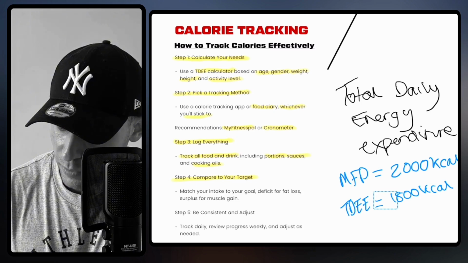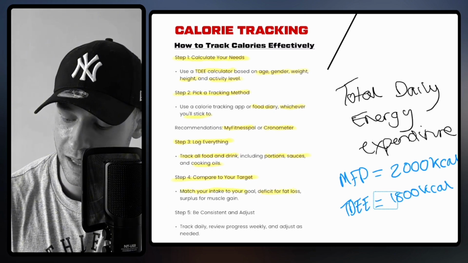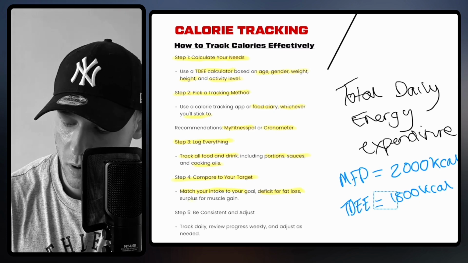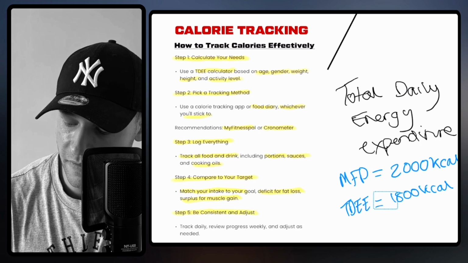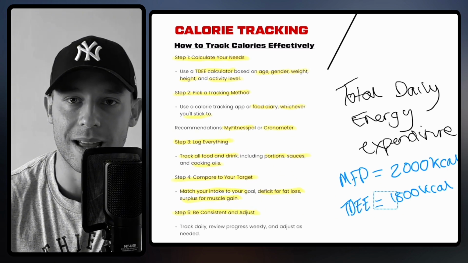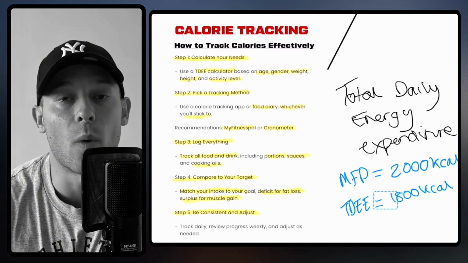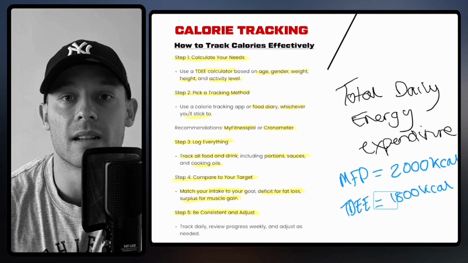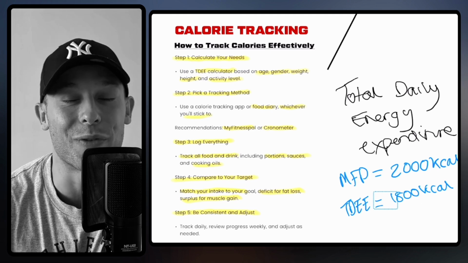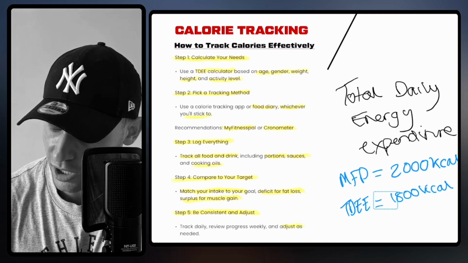But essentially what we want to do is match your intake to your goal, whether that's a deficit for fat loss or a surplus for muscle gain. And then finally, step number 5, you gotta be consistent, man. We gotta adjust on a weekly basis when you do review your progress. So that does include your scale weight. It does include taking photos of your physique front, back, and side, and then just adjust when needed.